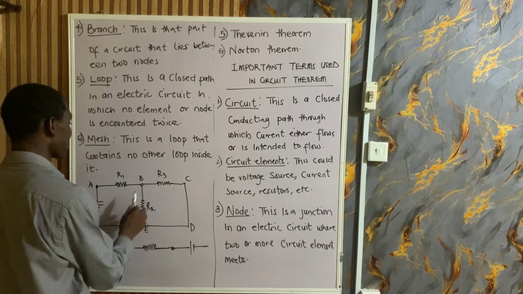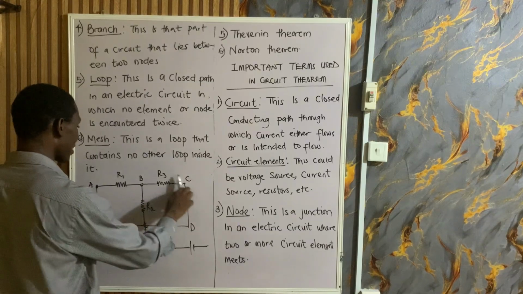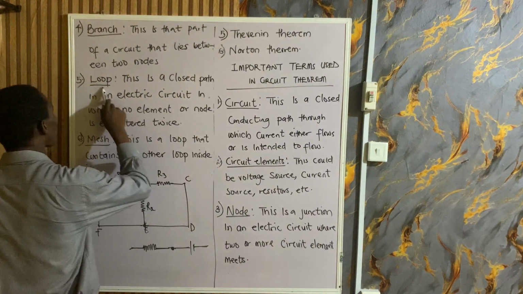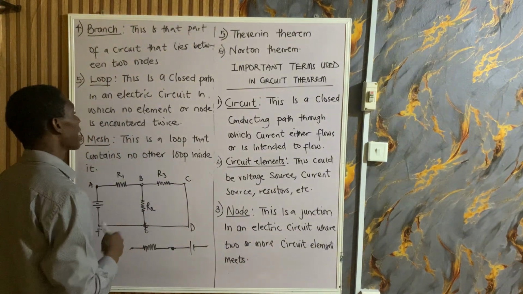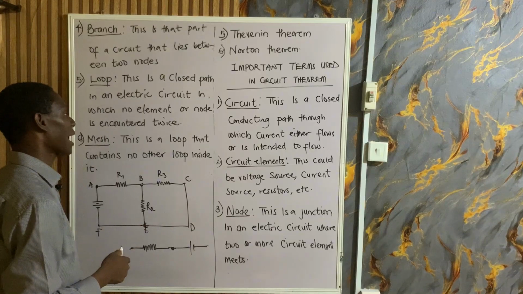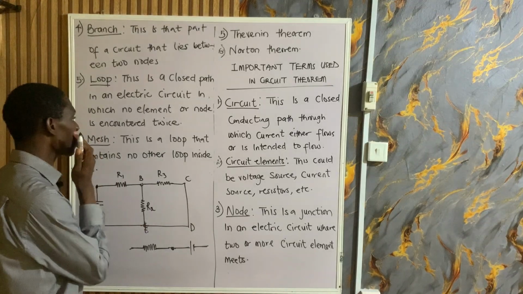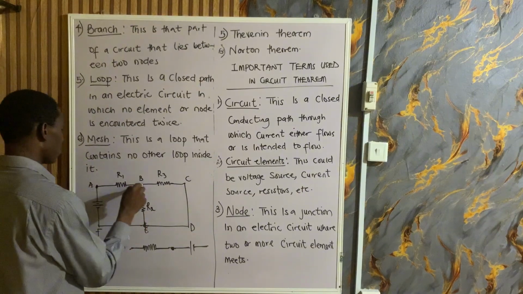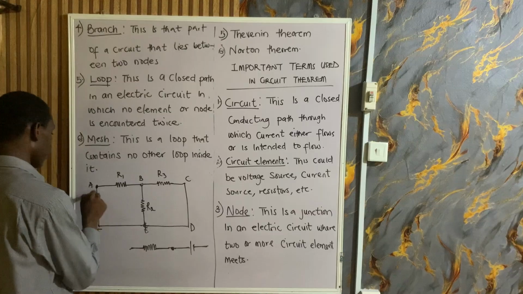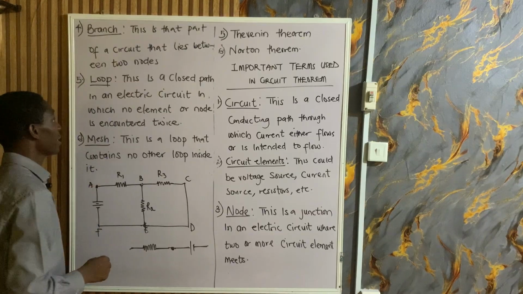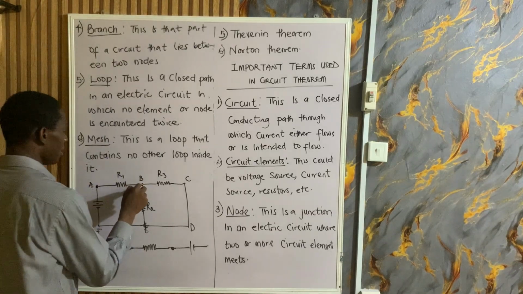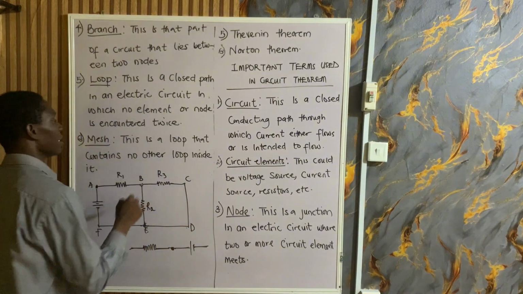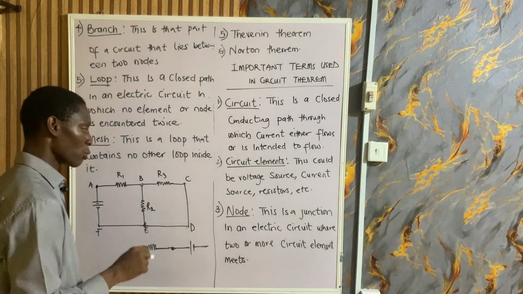So this circuit now has three branches: 1, 2, and then 3. And each of those branches has a current flowing through it. Again, we have what we call a loop. What's a loop? It's a closed path in an electric circuit in which no element or node is encountered twice. Let me show you what a loop is. A, B, E, F, back to A is a loop. B, C, D, E, B is a loop and also a mesh.